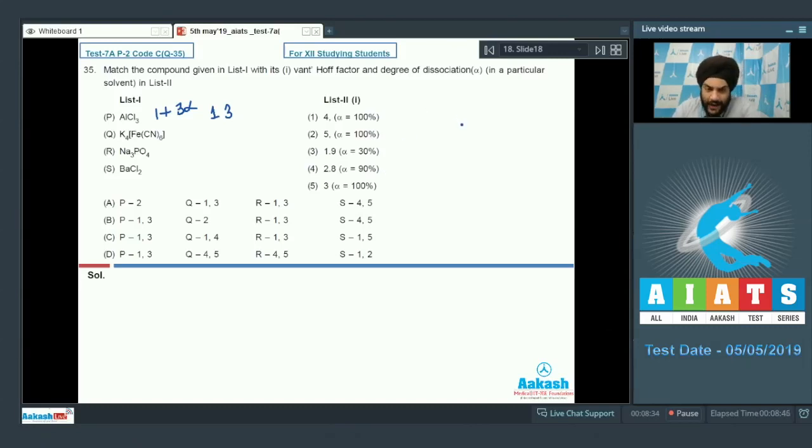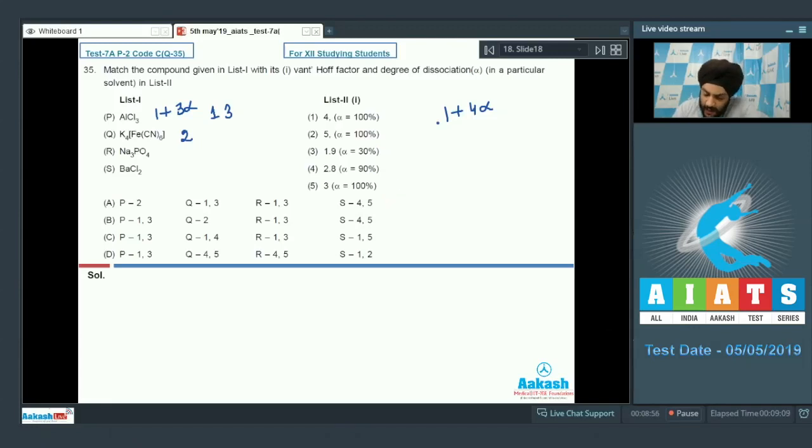If you talk about the K4Fe(CN)6 now, the K4Fe(CN)6 furnishes 5 ions in solution. So its i value is going to be equal to 1 plus 4 alpha. If the value of alpha is 1, we can have the value of i equal to 5. So 2 will be a match. No other option will be matched with this.